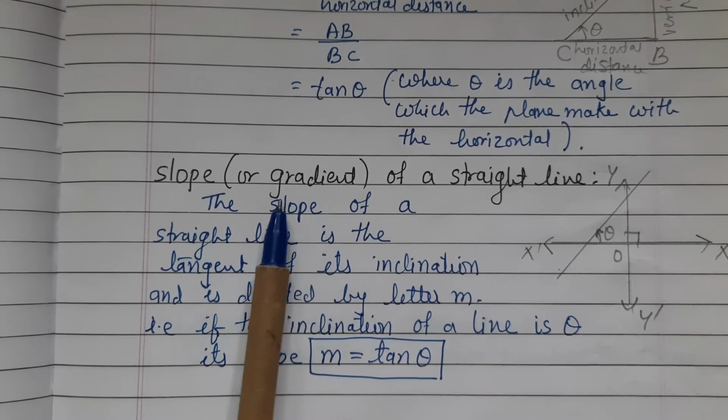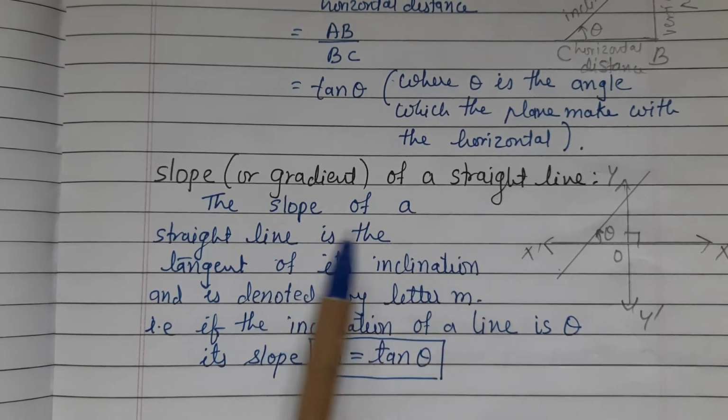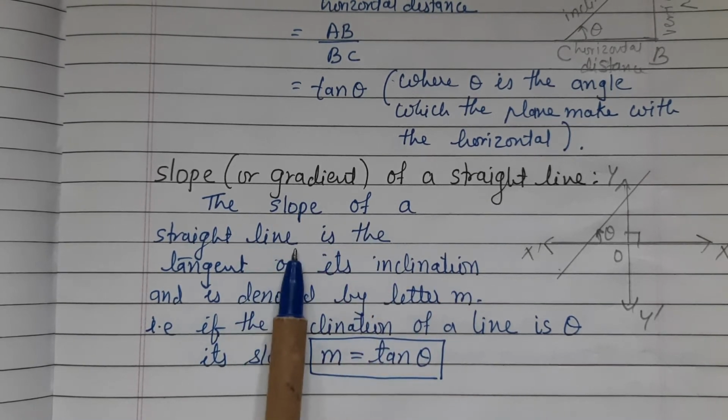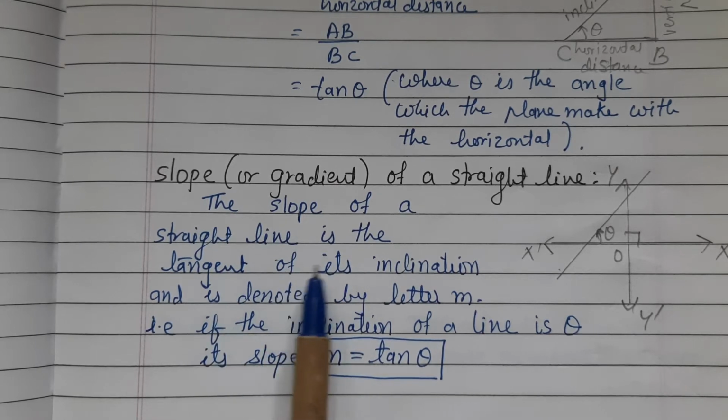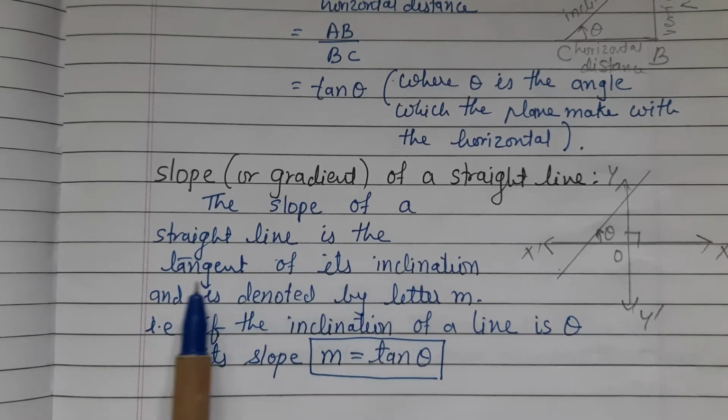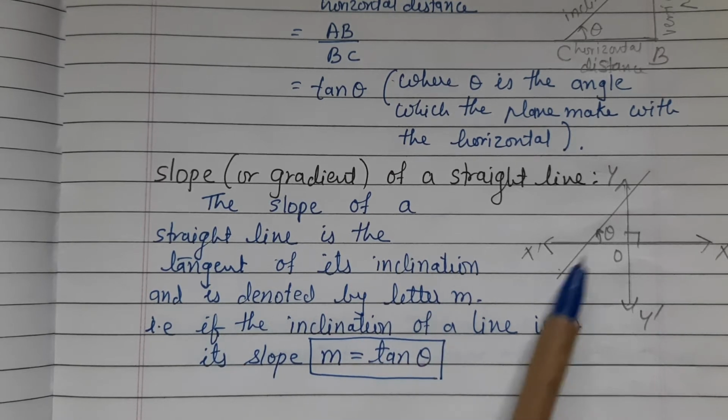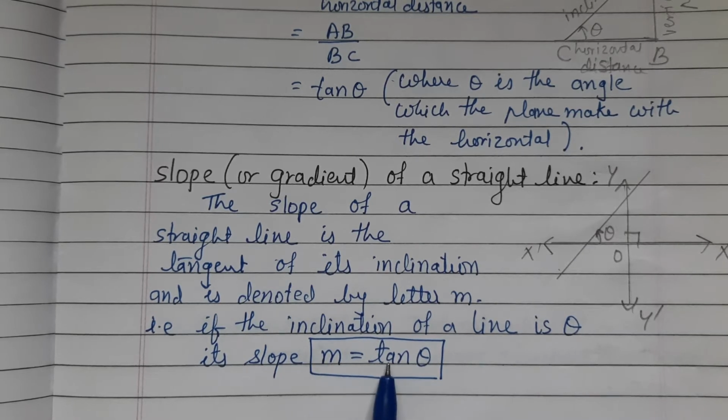Slope or gradient of a straight line. The slope of a straight line is the tangent of its inclination. It is denoted by the letter m. That is, if inclination is angle theta, then slope will be tan theta.